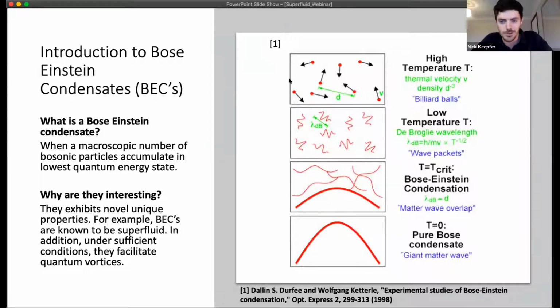So I was just talking about how you have this box of particles bouncing around, you cool them, the wavelengths get bigger, and then they overlap until you get this giant matter wave, which is your BEC.